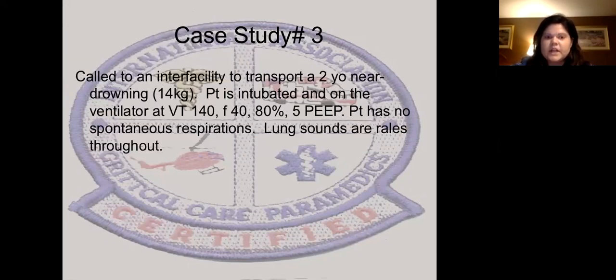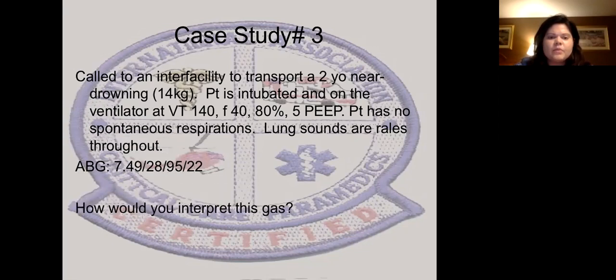All right, case study number 3. We are called to an interfacility to transport a 2-year-old near drowning, 14 kilos. Patient's intubated on the vent, tidal volume of 140. Let's see, they're at 80% and 5 of PEEP. They have no spontaneous respirations. The lung sounds are rales throughout. This is their ABG, 7.49, 28, 95, 22. Any changes that we would make?